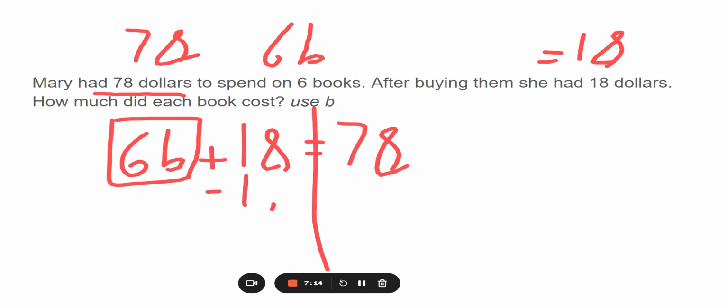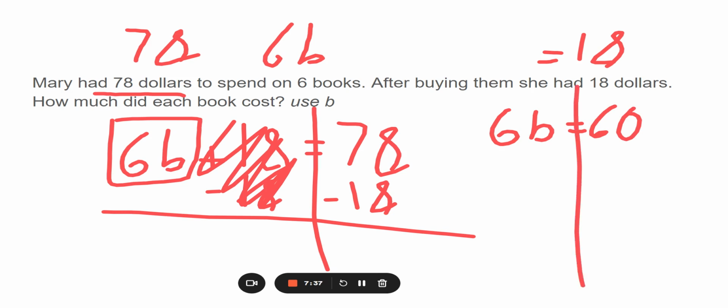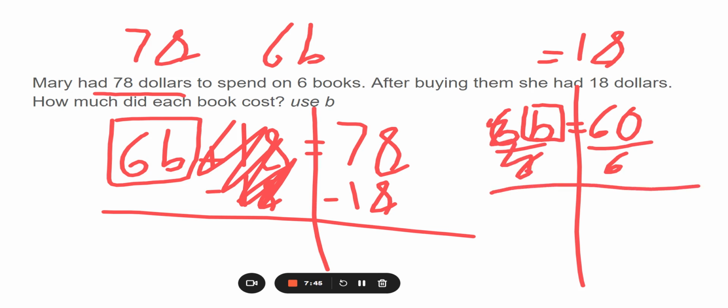So box that up. I'm left with 18, so I'm going to subtract 18 from both sides. This is going to cancel out here, and I'm going to have 6b by itself. 78 minus 18 is going to give me 60, right? Am I right on that? I think I'm right on that. Yeah. All right. Draw my river, box up my variable. I'm left with 6 times b. So instead, I'm going to divide by 6. And then at this point, you can kind of tell that b, how much did each book cost? Well, each book cost $10.